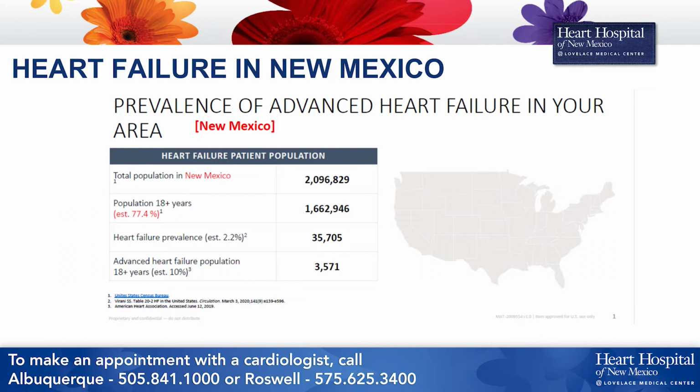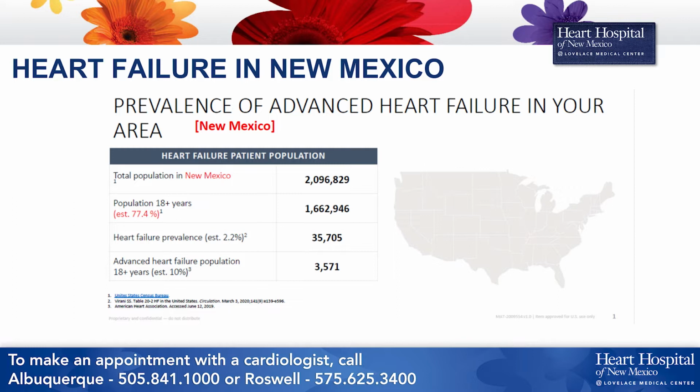I'd like to briefly touch on heart failure here in New Mexico. We are going to look at the population versus the amount of heart failure you have. We have about 2 million people living in New Mexico, and about 35,000 of those have been diagnosed with heart failure. Out of those patients, about 3,500 of them have what's called advanced heart failure. Having advanced heart failure means that you are either needing a heart transplant, you're on a list for a heart transplant, or you are going to be going for a mechanical assist device to assist with this, or you're going to hospice.